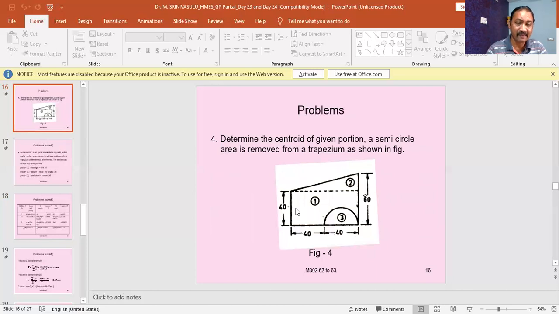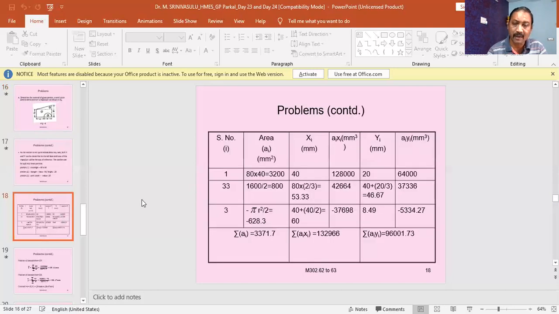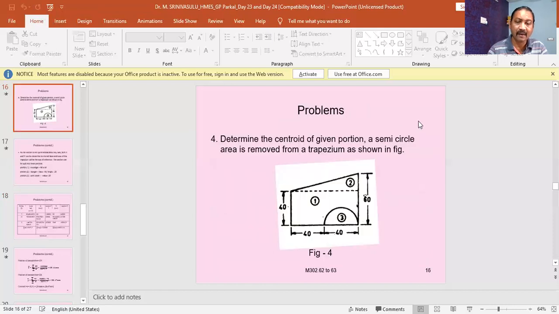Now coming to the y1. So for the same rectangle, this is the base, this is the x-axis, and from here it is at a distance of half of the height, that is 40 by 2. So 40 by 2 means how much? 20. And the term a1 into y1 is becoming 64,000. Now coming to the serial number 2, that is the triangle. The area of the triangle is half into base into height, half into 80 into 20. So it is becoming 800.